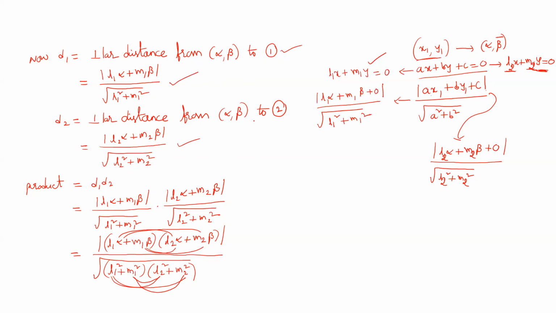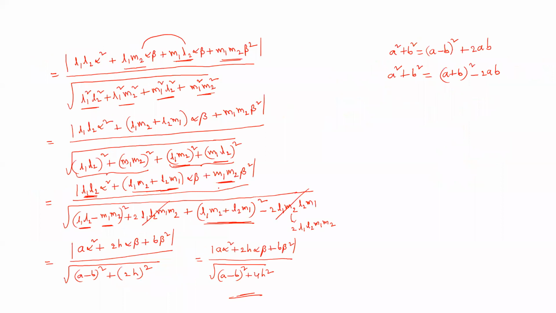Similarly, for the second distance, just 1 is replaced by 2. Here we will compare this L2x plus M2y equal to 0 with ax plus by plus c equal to 0. Then the distance formula becomes mod of L2 alpha plus M2 beta plus 0 by root of L2 square plus M2 square. Why this 0? Because there is no constant in our equations. Then finally multiplying both. Right? Hope it is clear. It is the second theorem. Very, very important theorems for exams.